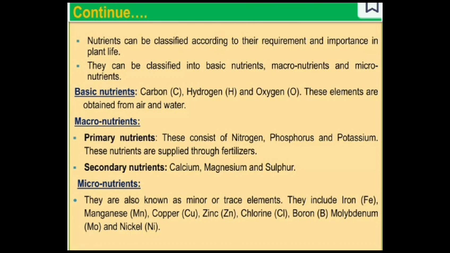Macronutrients: there are two types: primary nutrients and secondary nutrients. Primary nutrients consist of nitrogen, phosphorus, potassium. These nutrients are supplied through fertilizers. Secondary nutrients: calcium, magnesium, and sulfur. Then micronutrients. They are also known as minor or trace elements. They include iron, manganese, copper, zinc, chlorine, boron, molybdenum, and nickel.